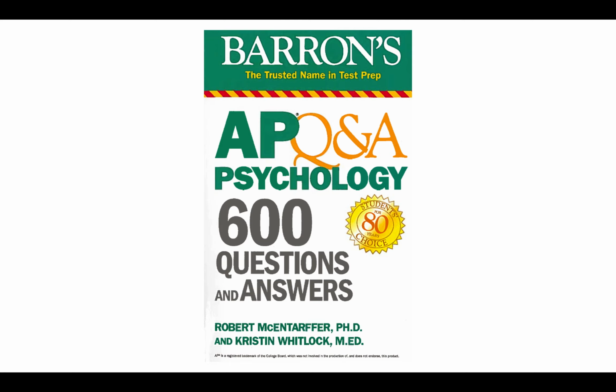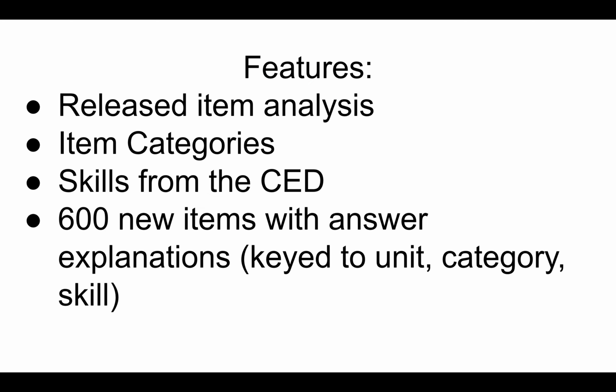The book also has some features that may not be obvious at first glance, so we wanted to make a quick video that highlights some of those elements. Here's a summary of what we want to talk about in this video. We want to talk about the item analysis we engaged in that resulted in the item categories that we use throughout the book. We want to talk about the new skills that the College Board put in the AP Psychology curriculum and how we included those in the book. And then we wanted to highlight the main feature of the book, which is the 600 new items, in a little bit more detail.